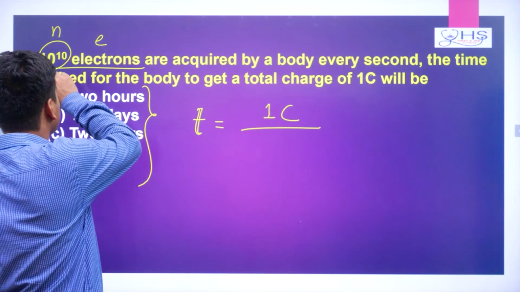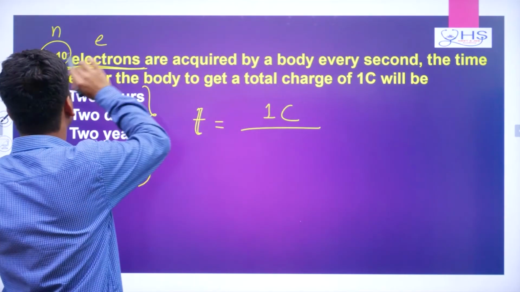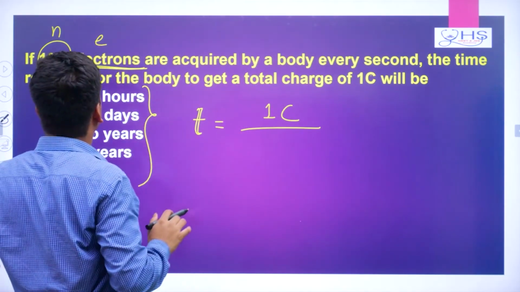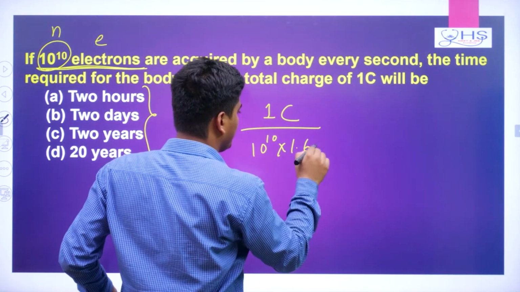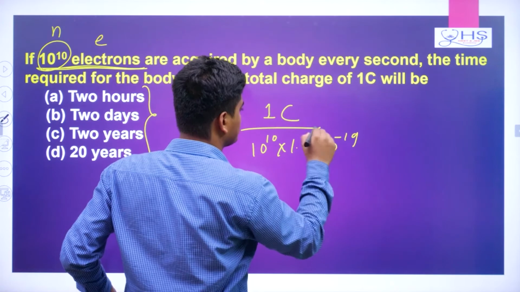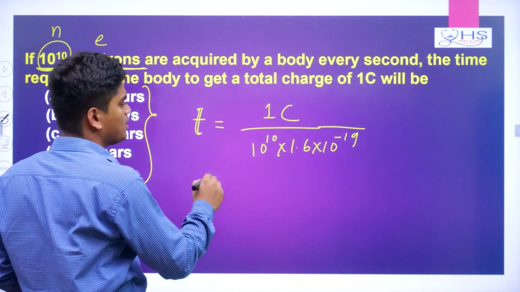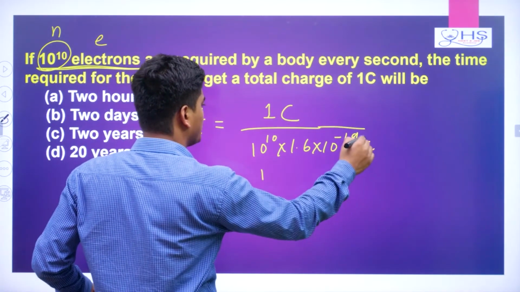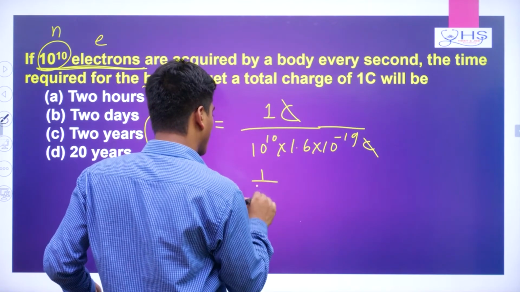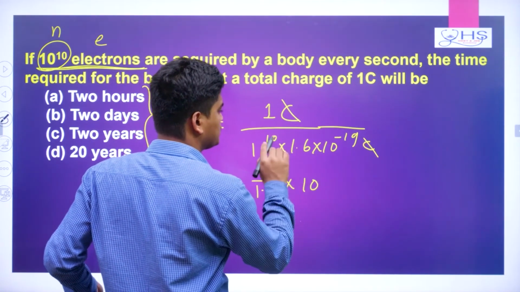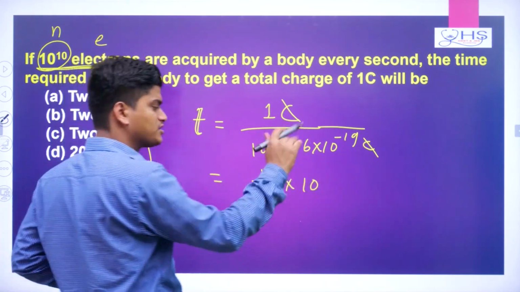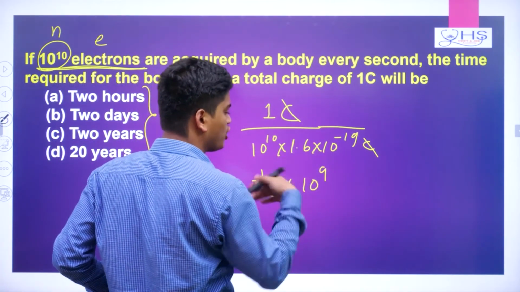Then what is the charge you are taking in every second? Now 10 to the power 10 into e. That means I can write 10 to the power 10 into the electronic charge. How much is it? 10 to the power minus 19. Coulomb cancels. Now here, 1 by 1.6 into 10 to the power how much? This is 10 and minus 19 will be minus 9. Minus 9 will go up, meaning it will be plus 9.